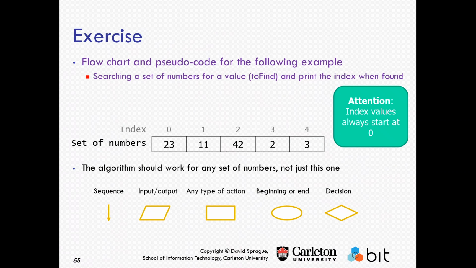So let's try this with some numbers. I would like to think about this before we get going. I have a group of 5 numbers, 0 to 4, and my index is always going to start at 0 just because that's what we do. I want you to find the smallest, searching for a set of numbers and the value, and print the next one found. We're looking for a particular number. Let's call that number to find.